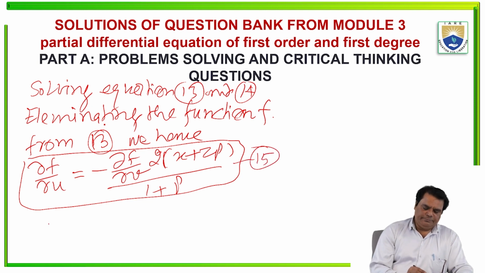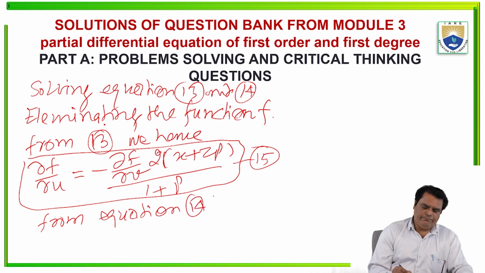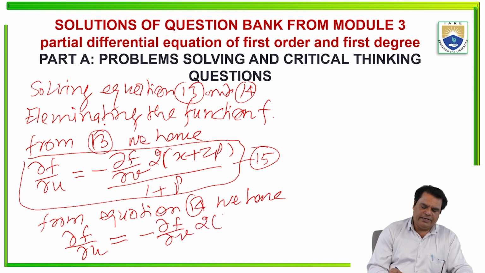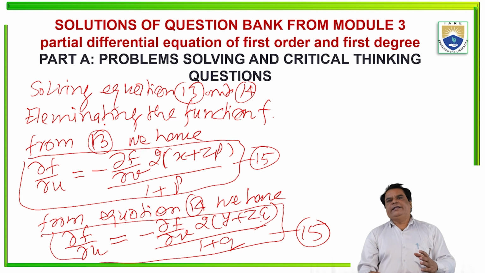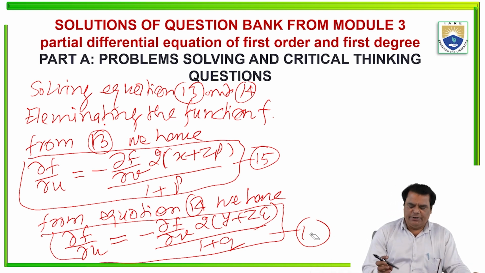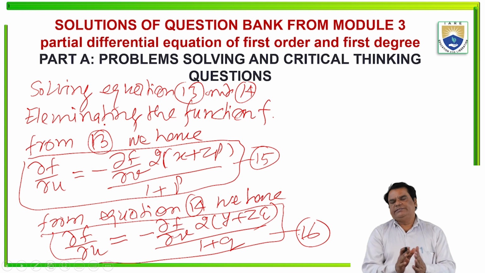Now from equation 14 we have ∂f/∂u equal to minus ∂f/∂v, and 2 into (y plus z q), and here upon 1 plus q. So this is equation 16. Okay, but we see that in 15 and 16 the left hand side is the same, so we equate the right hand sides.